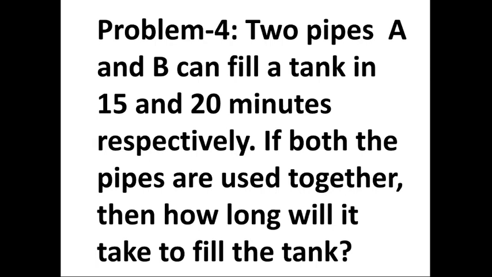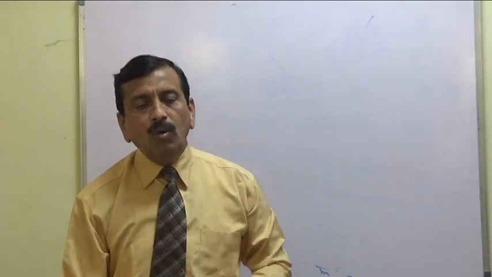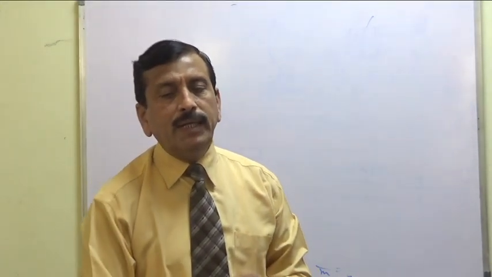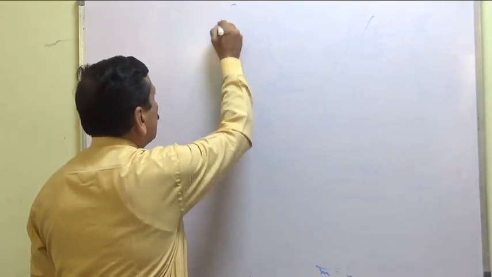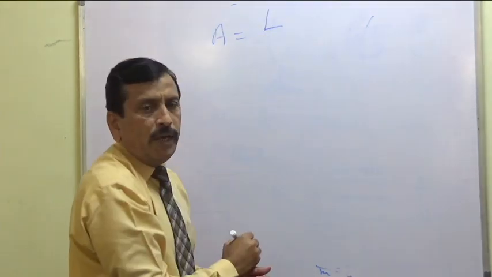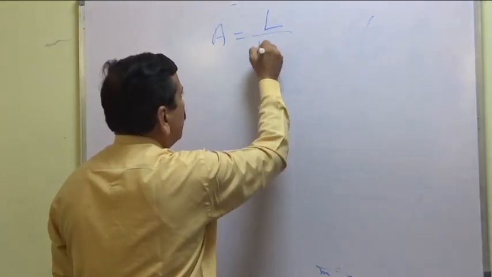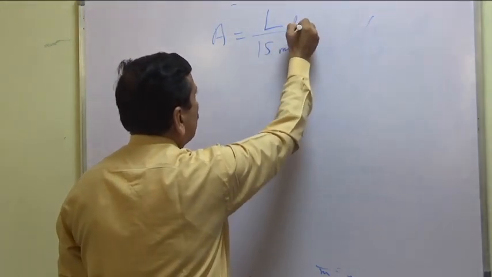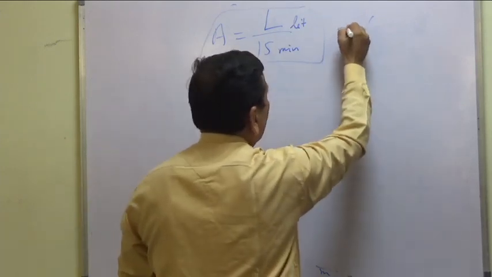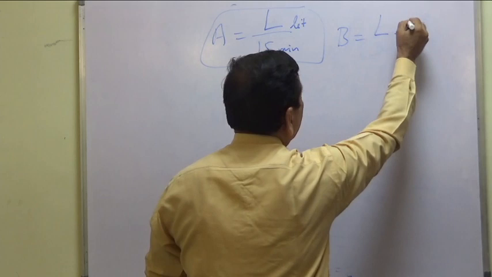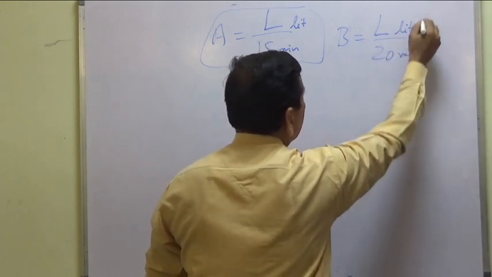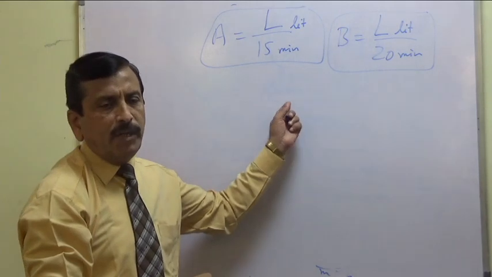2 pipes A and B can fill a tank in 15 and 20 minutes. Read it carefully. If both pipes are used together, how long will it take them to fill the tank? Now, look here. Suppose capacity of tank is L liters. So, A goes for L liters in 15 minutes. B goes for L liters in 20 minutes.